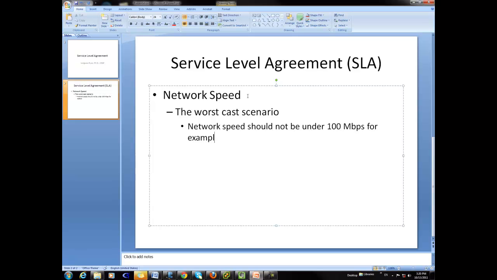Another thing to remember is you have to associate this with time, because there's no perfect network, and some failures are bound to happen. So you cannot say you will expect network speed to be above 100 megabit per second 100% of the time. So you will have to be somewhat lenient about the consistency of the service performance. So we call it the percentage of time element.